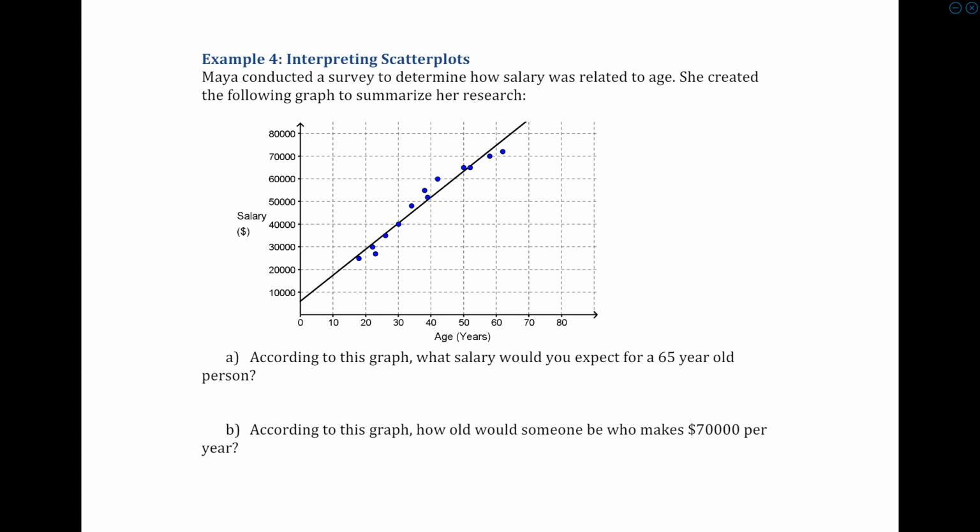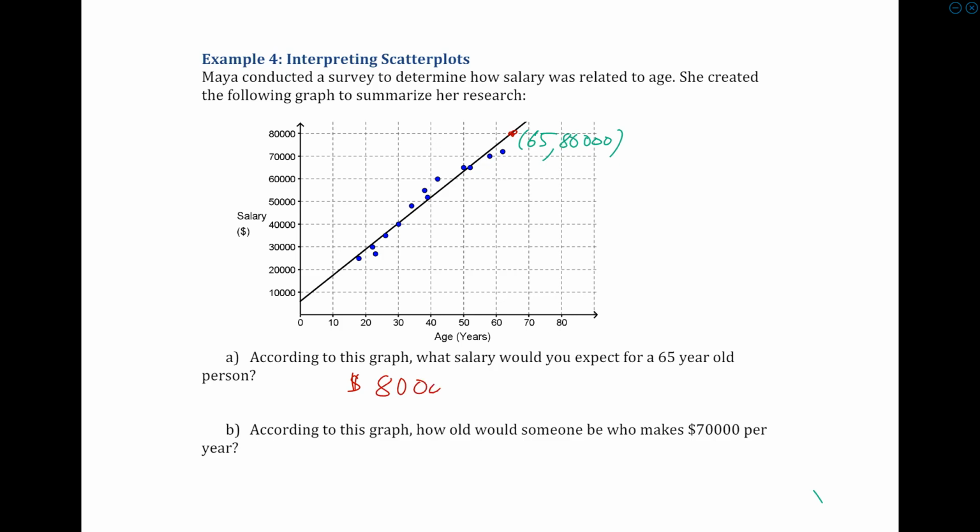So now this one. Maya has conducted this survey to determine how salary was related to age. She has this graph. Great, nice graph. Good job, Maya. So now we're interpreting it. And I bet we're actually pretty comfortable with this. What salary would I expect for a 65-year-old person? Well, someone who's 65, that's right between 60 and 70. So I go up. Looks to me like this point here, right between 65 and 70. And we find that 65 is at 80,000. So what salary would we expect?